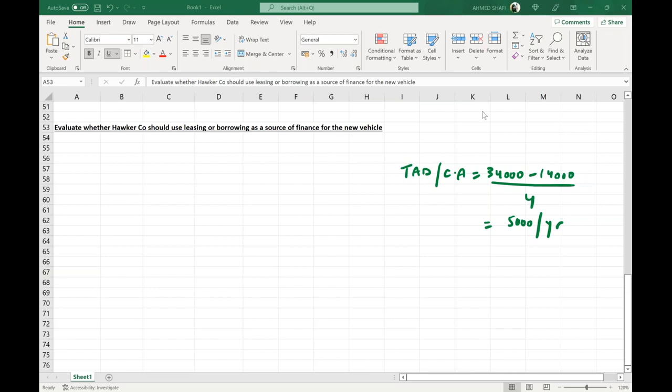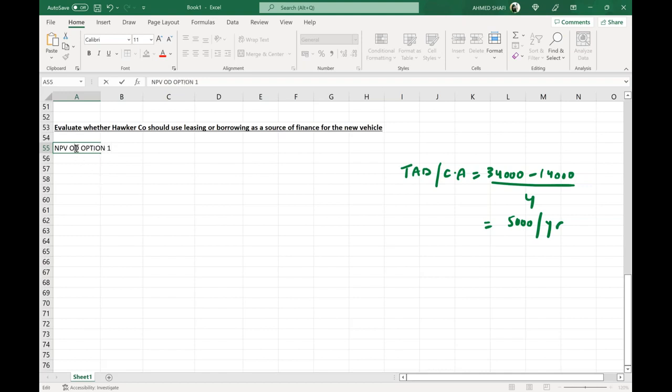Now, what does the NPV calculation say? When you have to take a decision between leasing or borrowing, where borrowing means buying, you have to find the NPV of each option, and whichever option gives the better NPV, you choose that. When deciding whether to lease or buy, find the NPV of each option and then decide. The first option is borrowing and buying, so I will find the NPV of option one. After that, I will find the NPV of option two and then decide which is better.